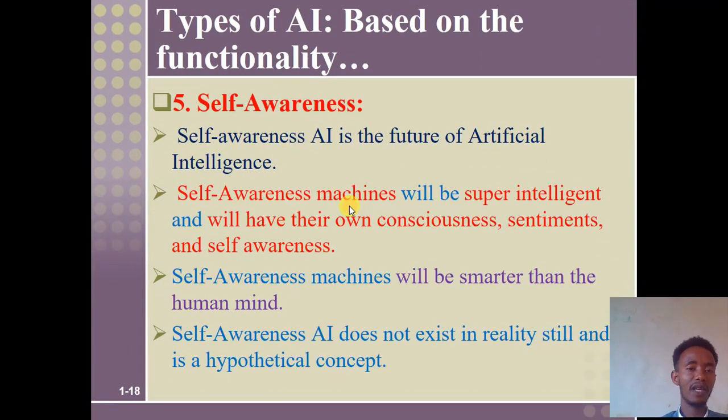So the fifth one is self-awareness. Self-awareness artificial intelligence is the future of artificial intelligence. Self-awareness machines will be super intelligent and will have their own consciousness, sentiment, and self-awareness. Such machines will be smarter than the human mind. Self-awareness artificial intelligence does not exist in reality yet, and it is a hypothetical concept.